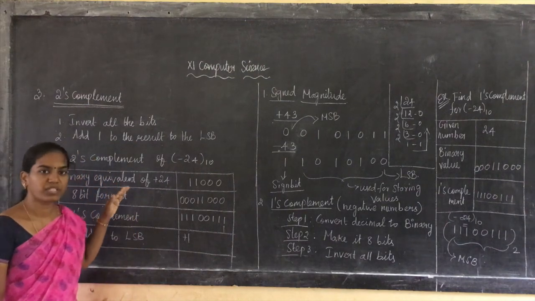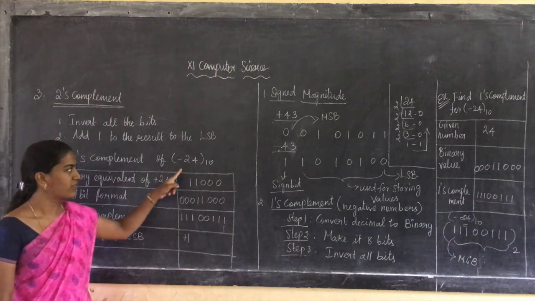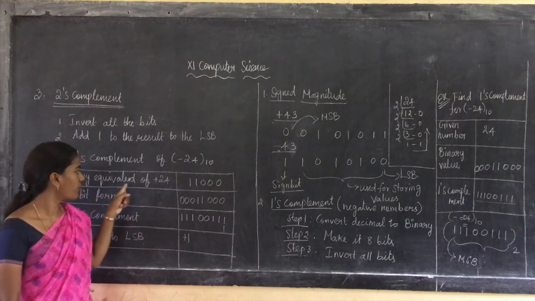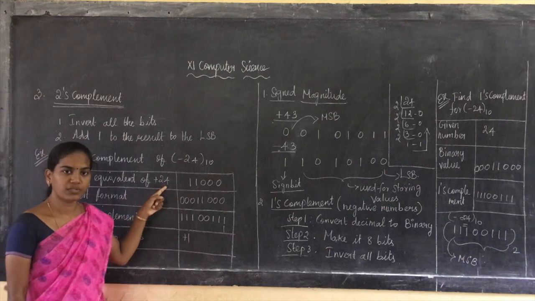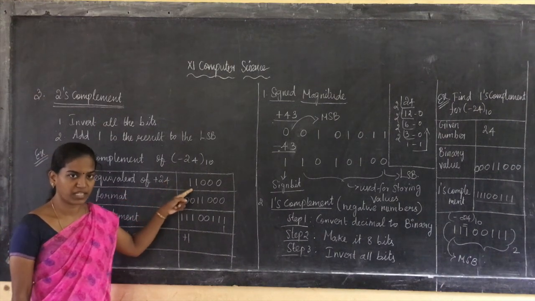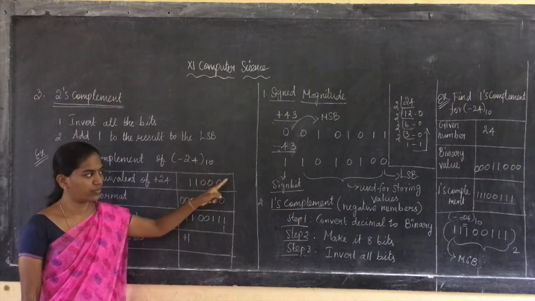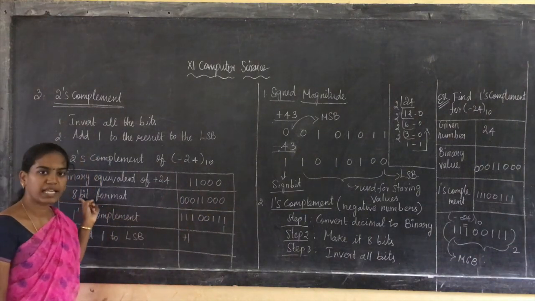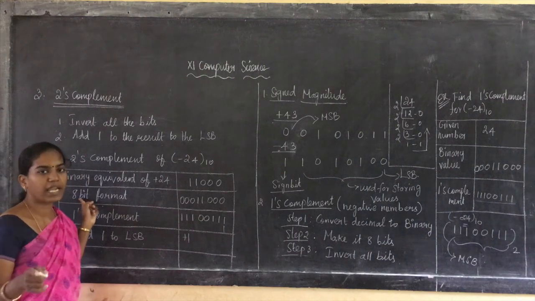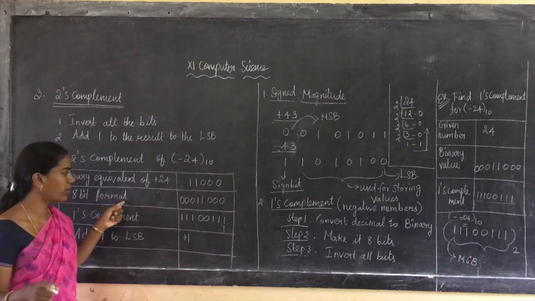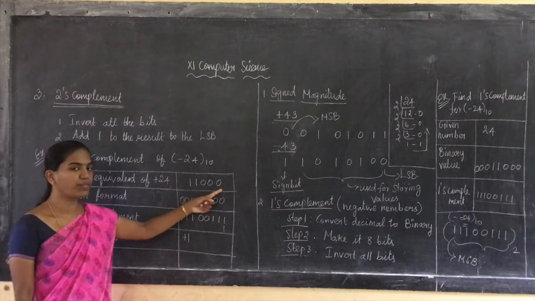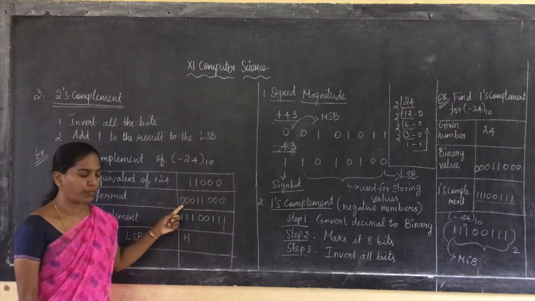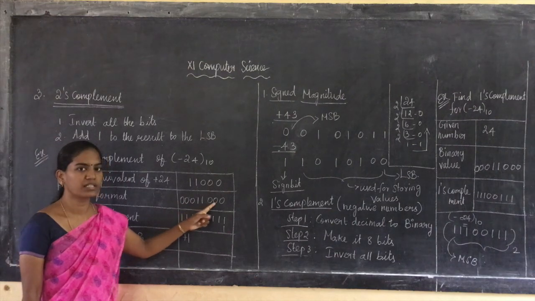So the first step is to find the binary value of the decimal value. The binary equivalent of plus 24 is 11000, which we have done earlier. The second step is to make it 8 bits. In 8 bit format, this number has 5 bits, so you can add 3 more zeros before that number. So 3 zeros, then 11000.